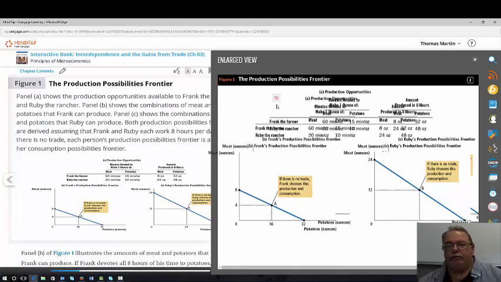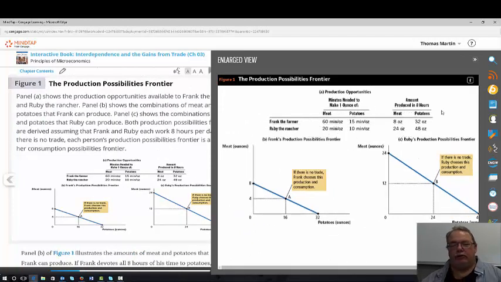Frank the farmer can produce meat at 60 minutes an ounce. He can produce potatoes at 15 minutes per ounce, or 4 per hour.